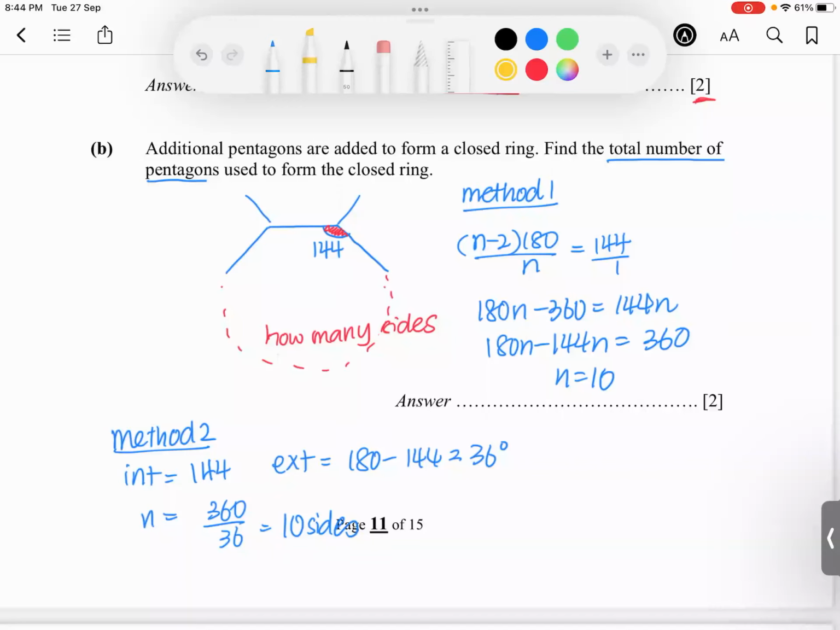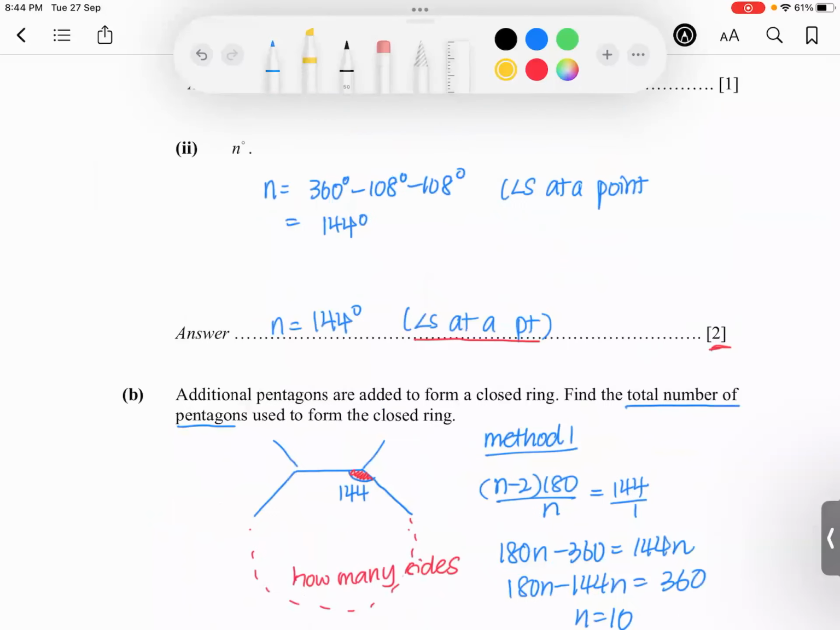Sometimes the question may ask you how many more pentagons need to be added. Then you probably need to read carefully, oh, there are already 3 pentagons here.